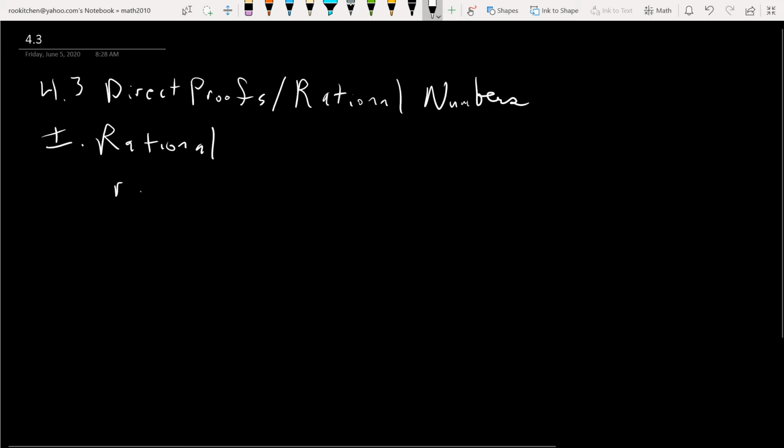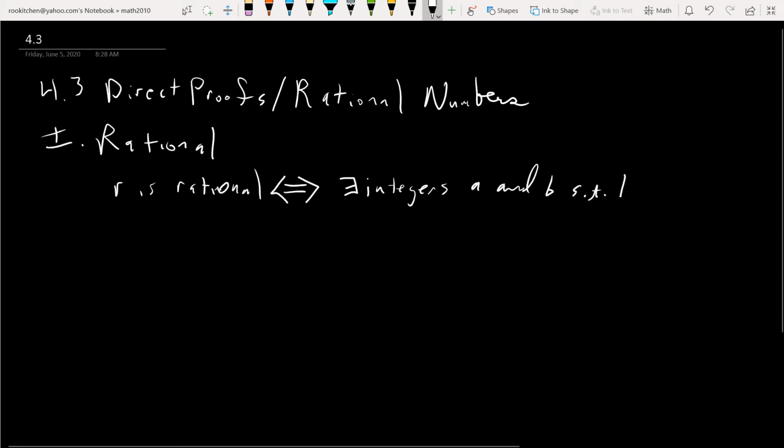Okay, so the definition for a rational number is the following. R is rational if and only if it's basically the ratio of two integers where the integer in the denominator is not zero. Okay, so R is rational if there exist integers A and B such that R is equal to A over B and B is not equal to 0.